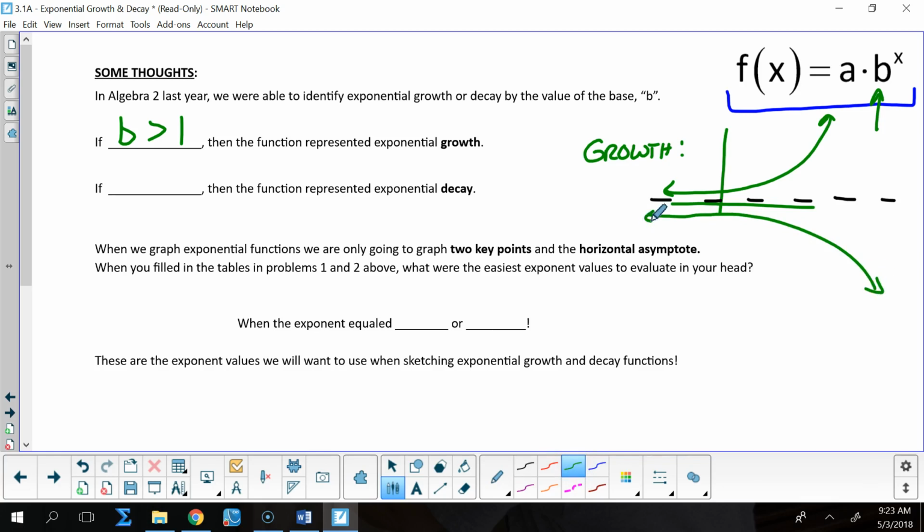Okay? As you work to the right, if your function gets farther away from your asymptote, it is a growth function. Okay? So both of those are growth functions. A decay function, then, as you get farther to the right, bigger x values, if you will, it's going to get closer and closer and closer to your asymptote. Okay? So a decay function would have a b value somewhere in between 0 and 1.